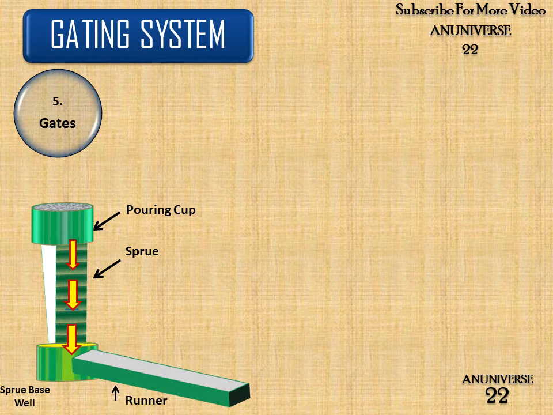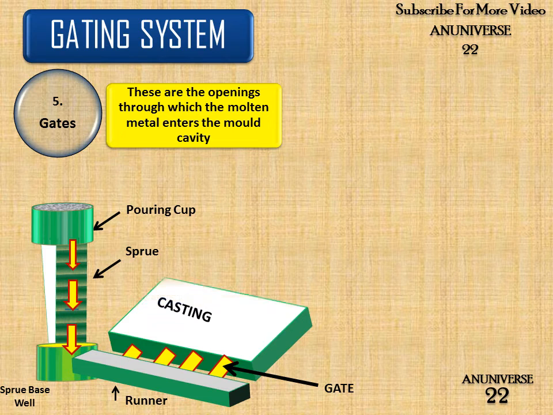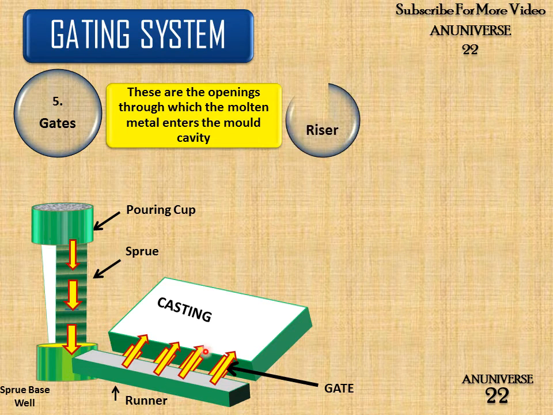Gate: these are the openings through which metal enters the mold cavity. So here we can see, as molten metal is poured through the sprue, it moves through the runner and then, with the help of the gate, it enters the mold cavity, and this is the direction of the molten metal towards the mold cavity.